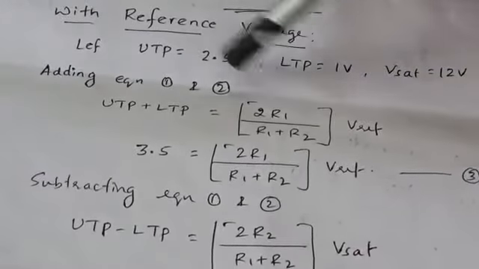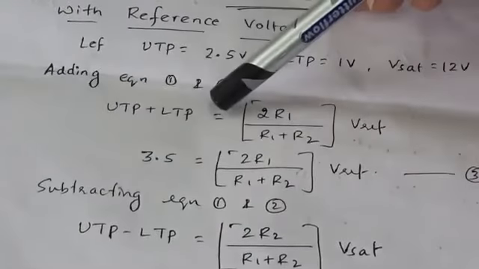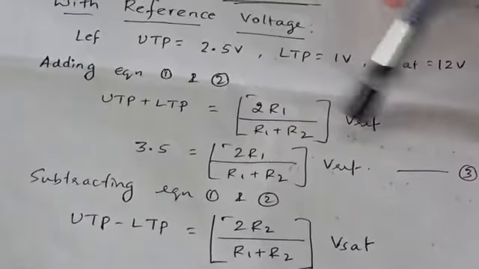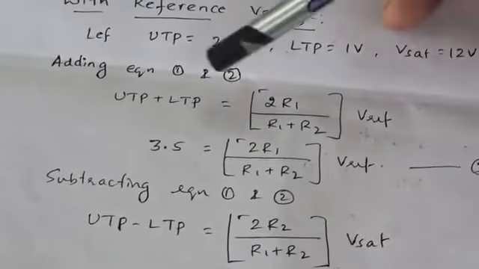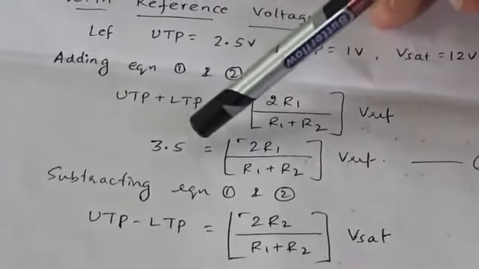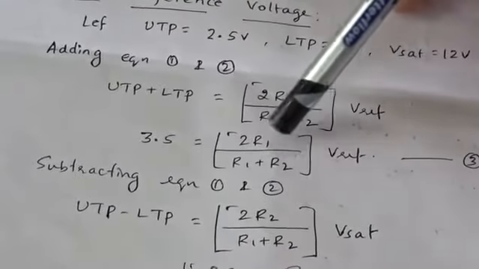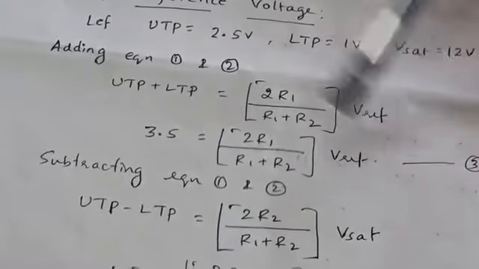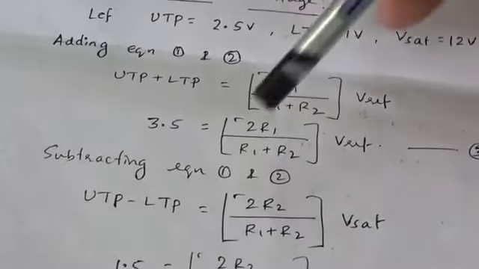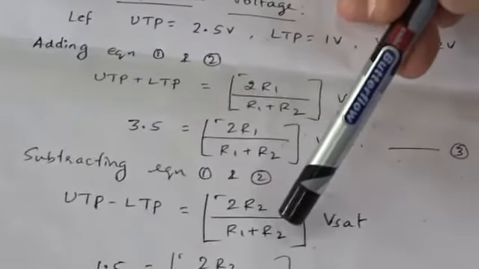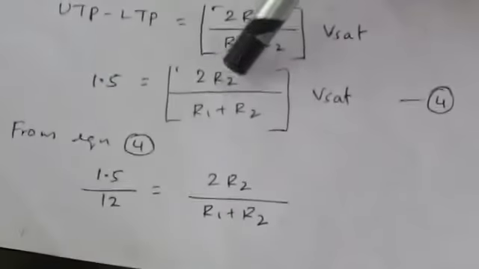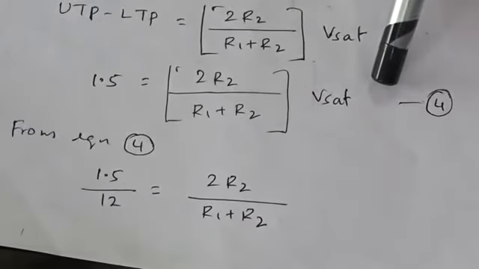Now again adding equation 1 and 2, you will get UTP plus LTP is equal to, and here you need to consider the reference voltage. Therefore you will get 2 into R1 divided by R1 plus R2 into V reference. And here I take 2.5 plus 1, 3.5 equals 2 into R1 divided by R1 plus R2 into V reference. I will consider this equation as 3. Subtracting equation 1 and 2, you will get UTP minus LTP is equal to 2 into R2 divided by R1 plus R2 into V saturation. And here 2.5 minus 1 is 1.5, equal to 2 into R2 divided by R1 plus R2 into V saturation.